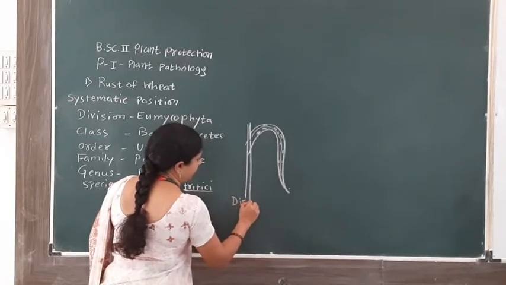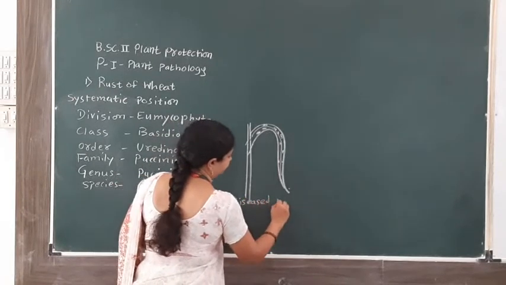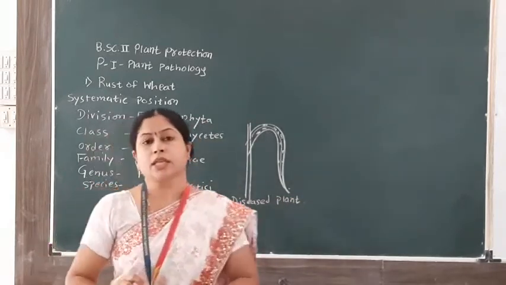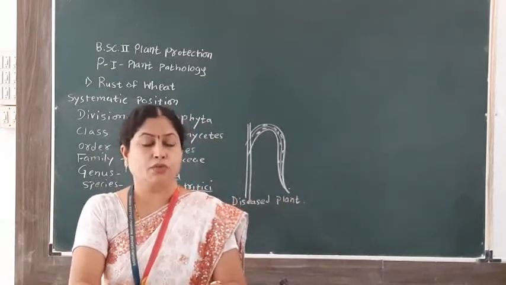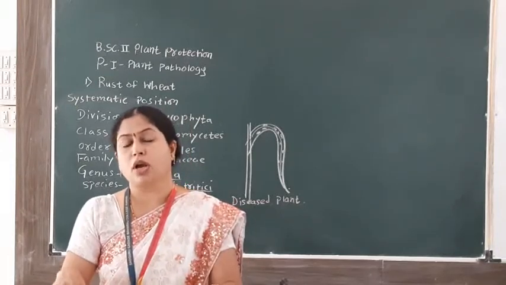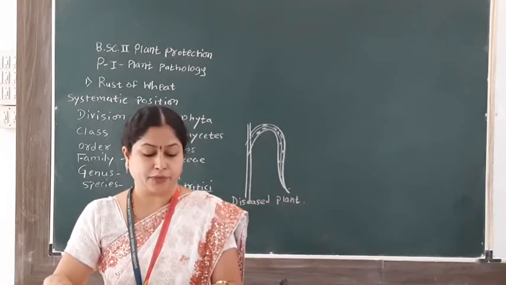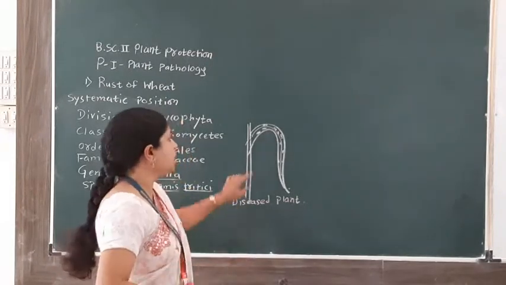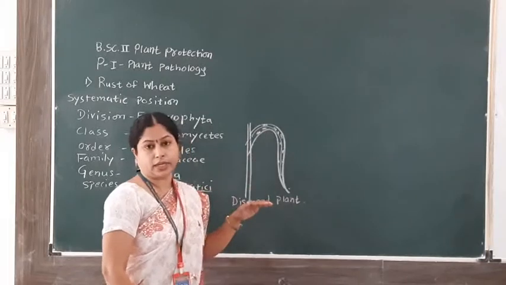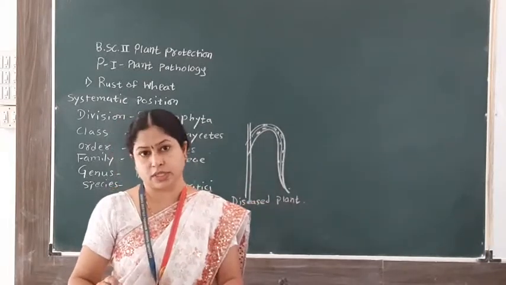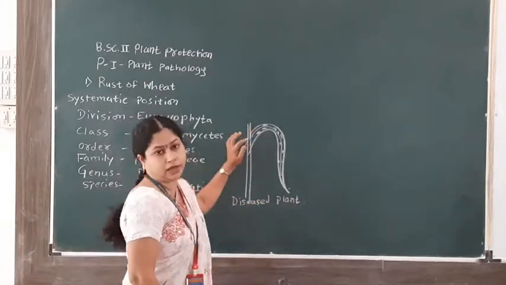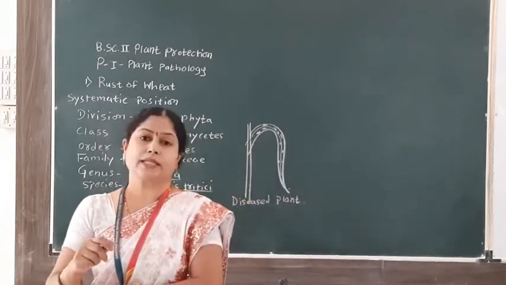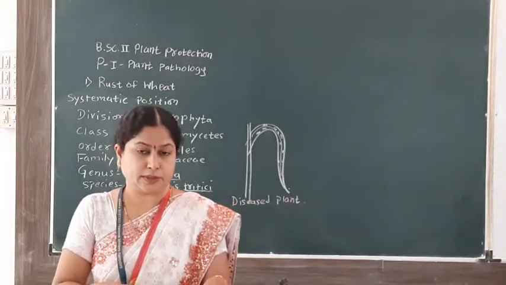This is a diseased plant. This is the uredial stage, which appears as a brown colored spot on the lower side of the leaf. But in severe condition, or in the next stage, what happens? These brown colored pustules get converted into blackish colored pustules, which appear on the leaf as well as on the stem parts. This is the next stage, which is called the telial stage.